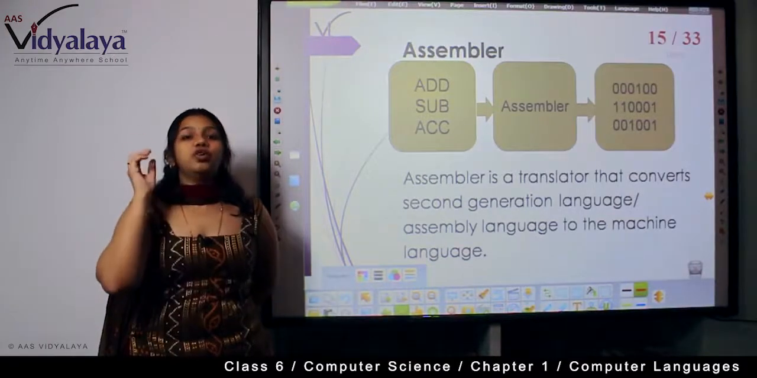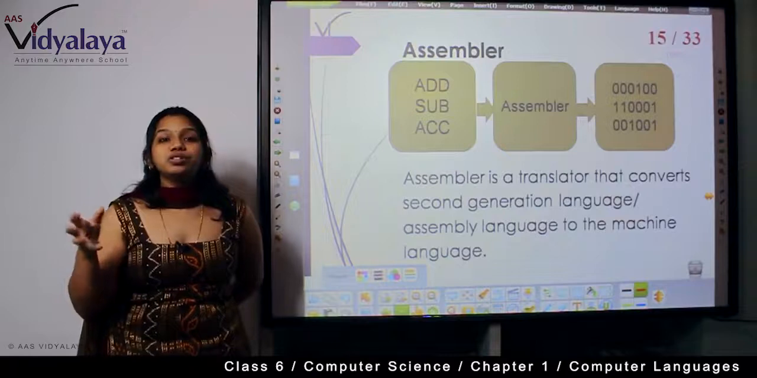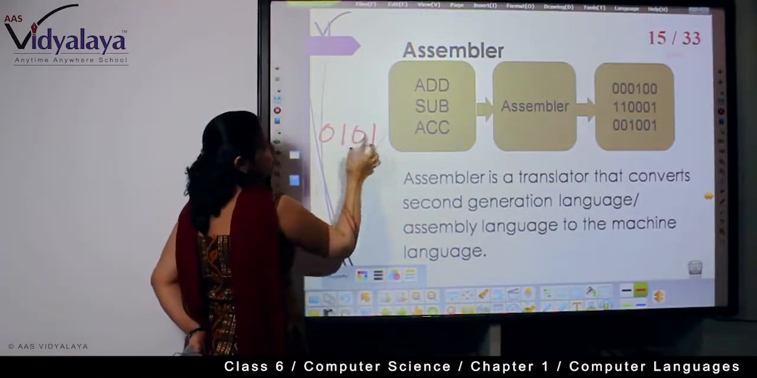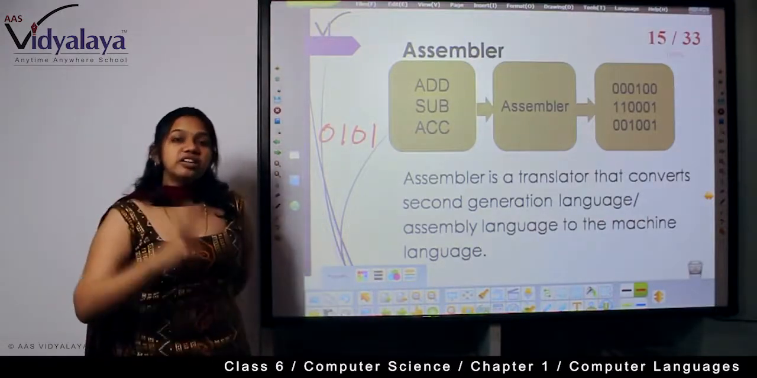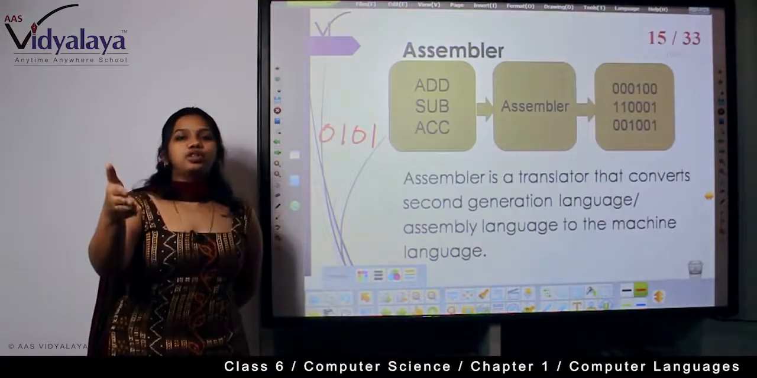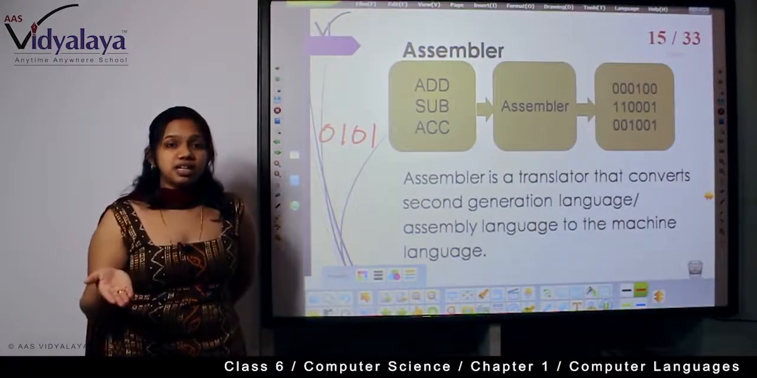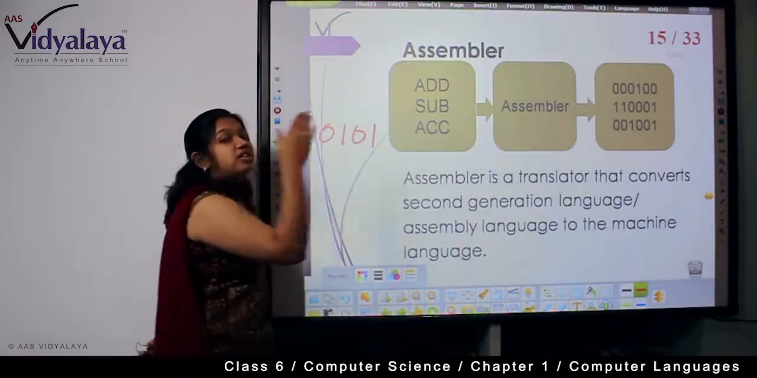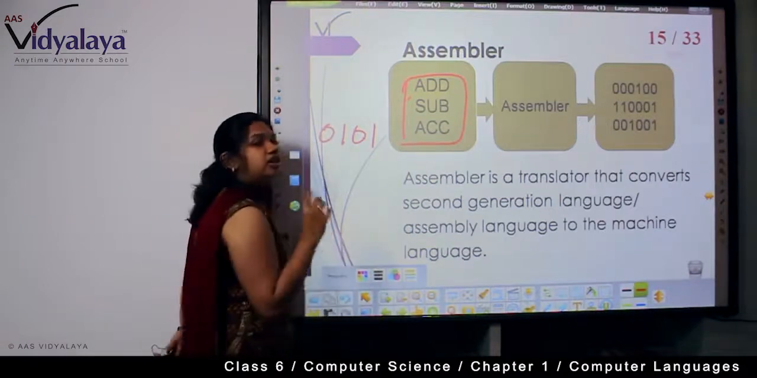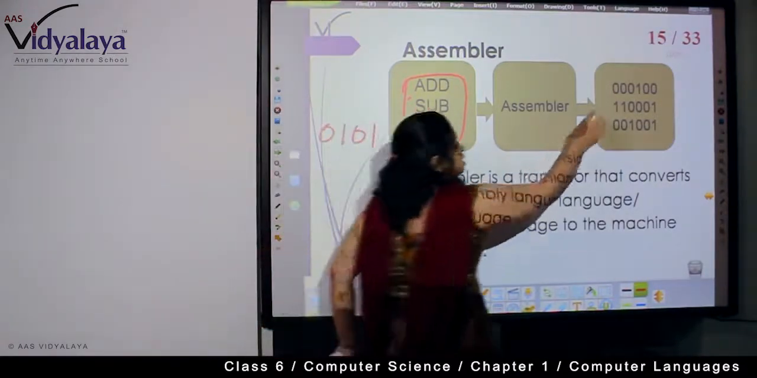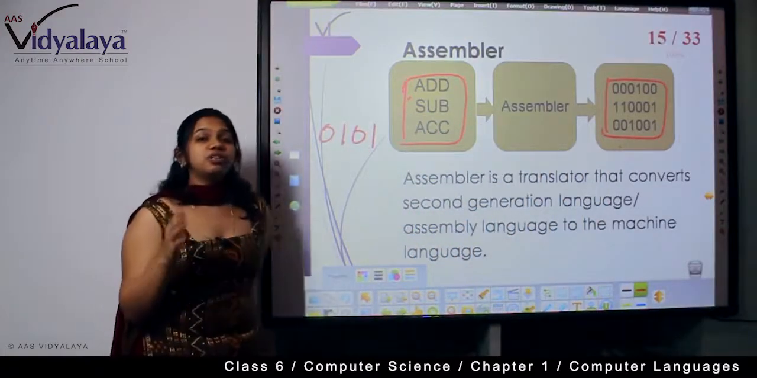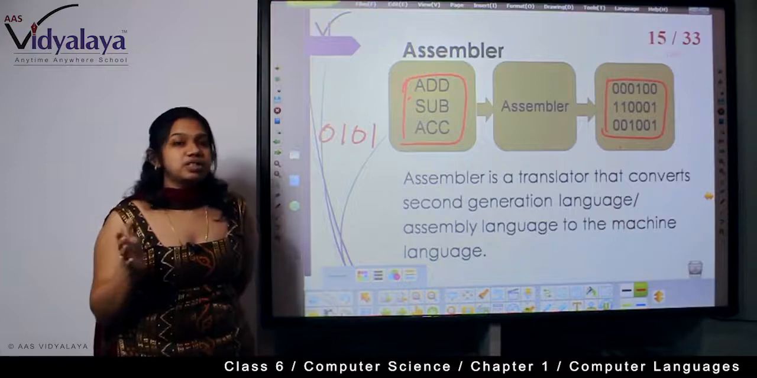Whatever instructions I give in assembly language, like add, subtract, multiply, the assembler sitting in between me and the computer will convert into a sequence of machine language, 0, 1, 0, 1. If I say add, it will correspondingly convert it to 0, 1, 0, 1 and then send it to the computer such that the computer understands. So an assembler is a translator that will convert this particular instruction into zeros and ones. You understand? Because the computer understands only binary instructions.